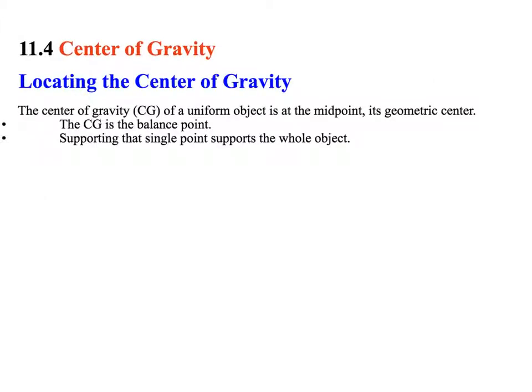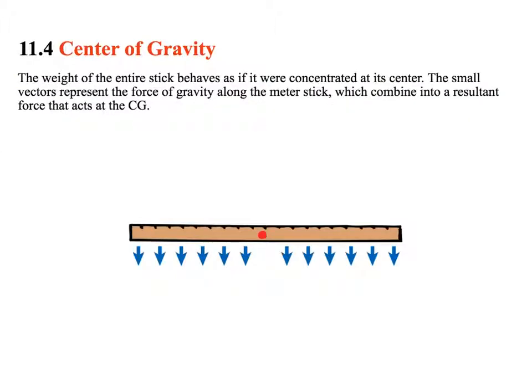Alright, the center of gravity, or CG, of a uniform object is at the midpoint, its geometric center. The center of gravity is the balance point. Supporting that single point supports the whole object. The weight of the entire stick behaves as if it were concentrated at its center. The small vectors represent the force of gravity along the meter stick, which combine into a resultant force that acts at the center of gravity.